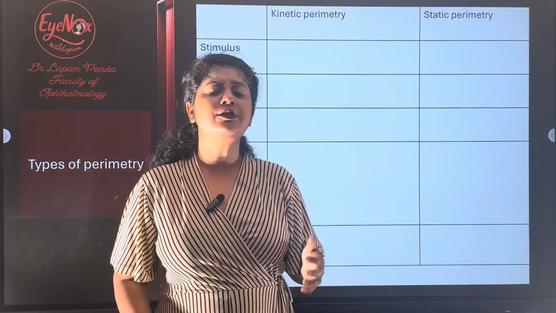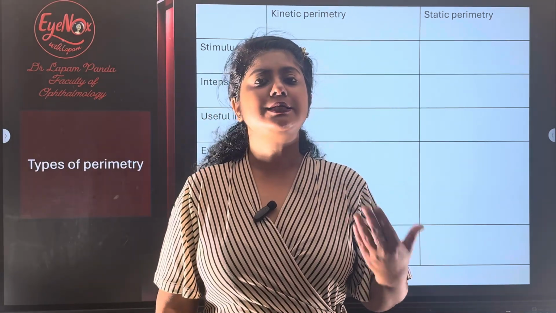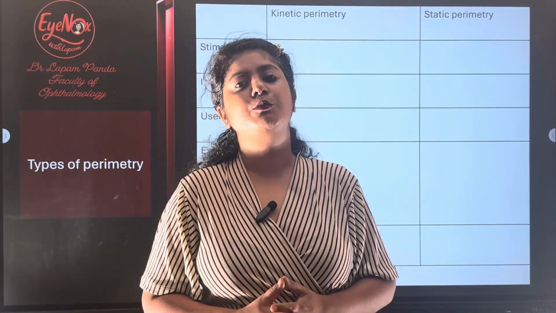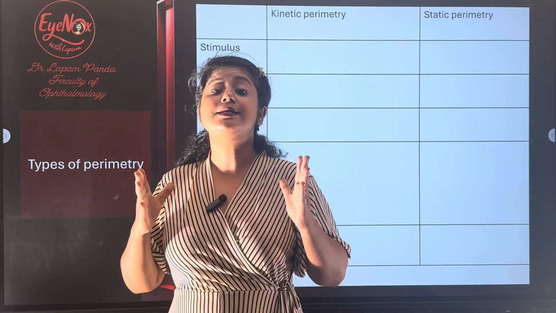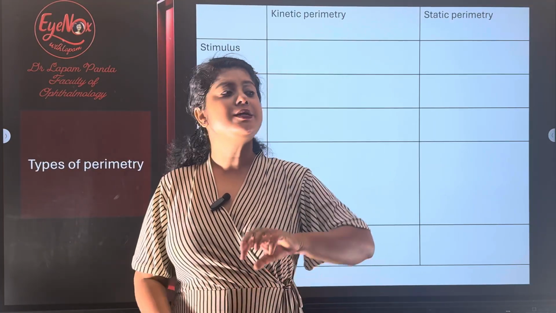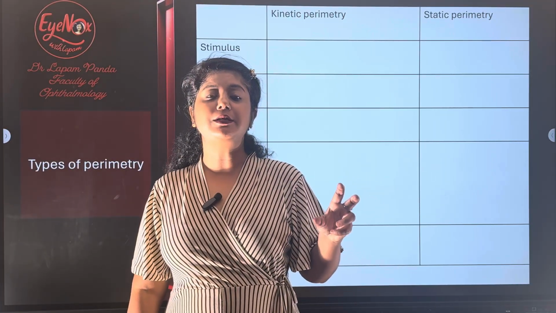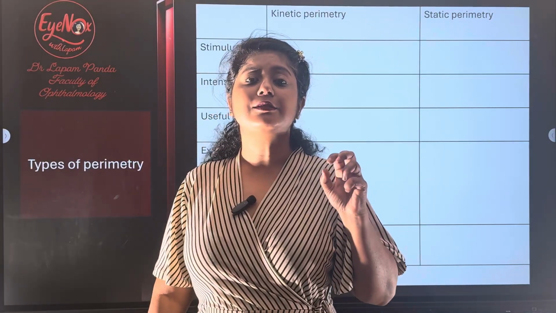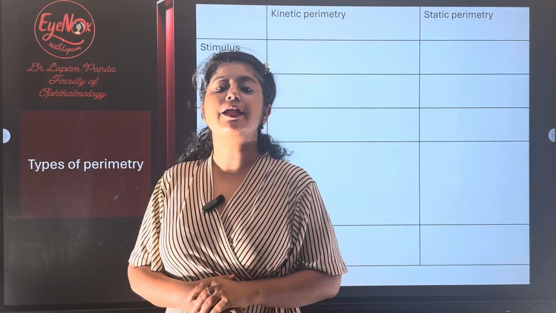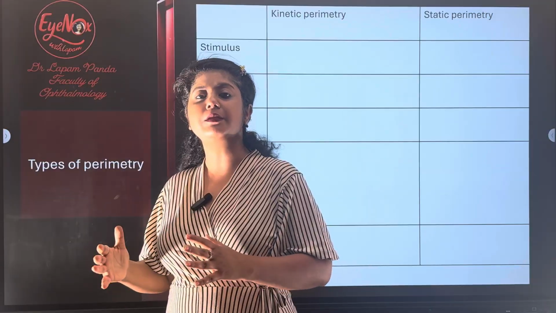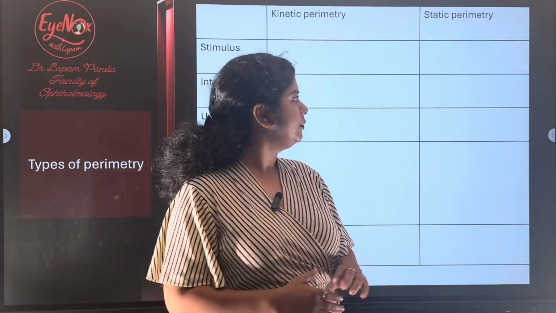Now, what are the kinds of static perimeters? The first and the foremost, the most important kind of static perimeter is a Humphrey visual field. The second kind of static perimeter is a swap. The third kind of static perimeter is a FDT, that is frequency doubling perimetry.